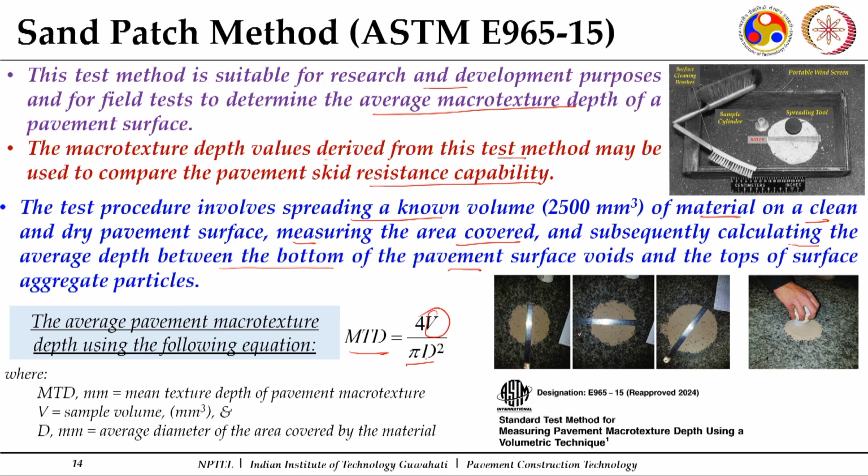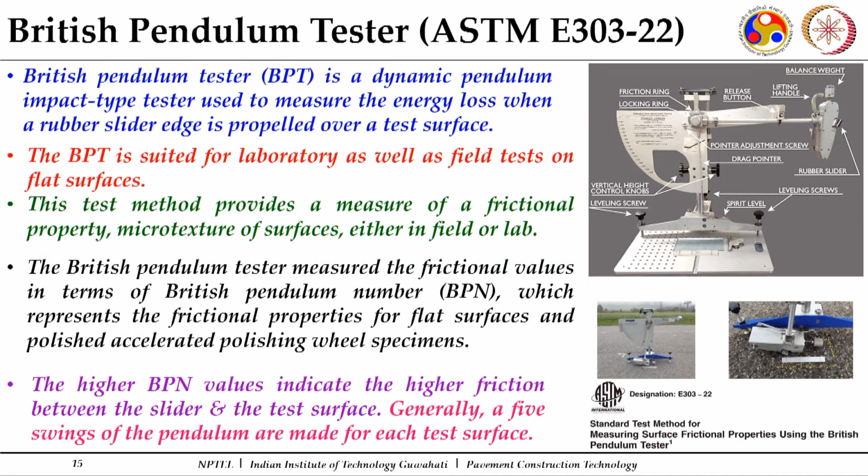So, you can see this is that standard sand volume which has been spread, and then we measure this diameter, and we get the mean texture depth. This is quite simple, and with this we can work out that the surface with a higher mean texture depth is going to have a higher macro texture, and is expected to give a higher friction resistance.